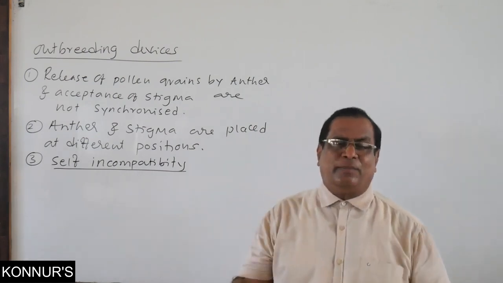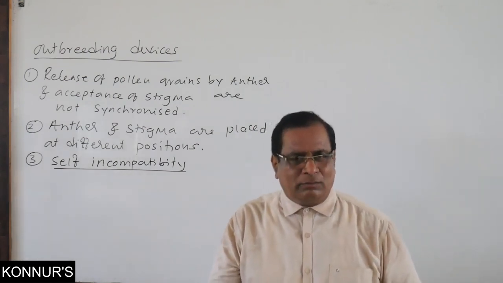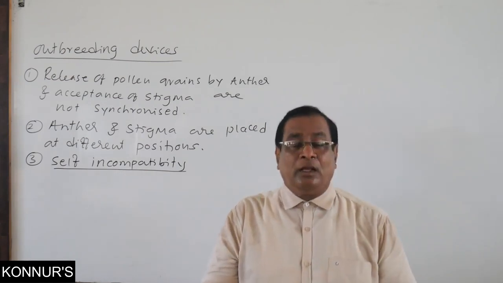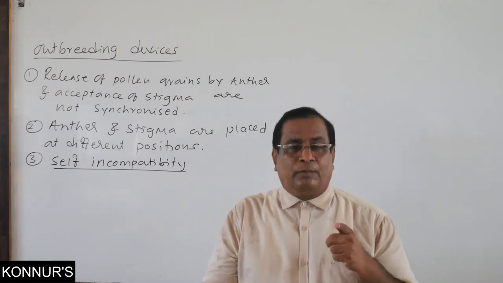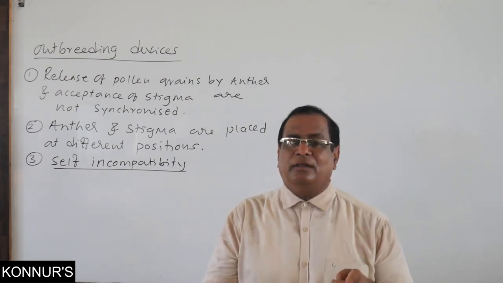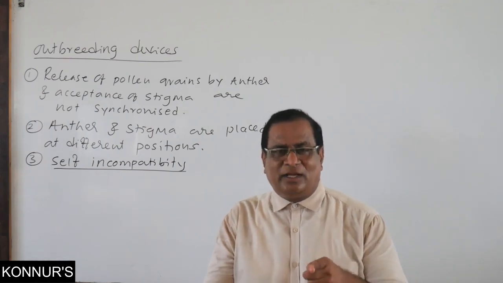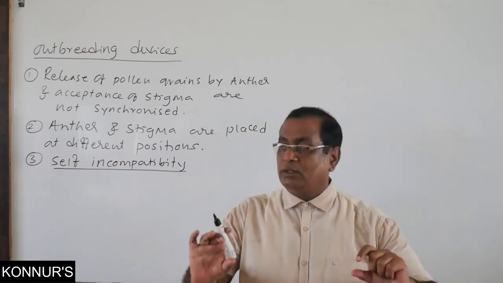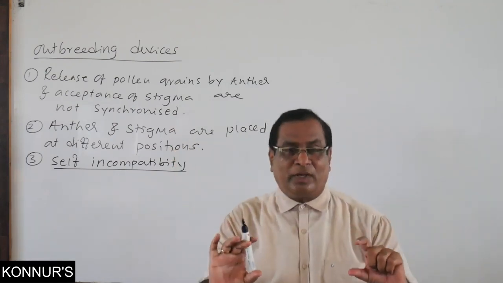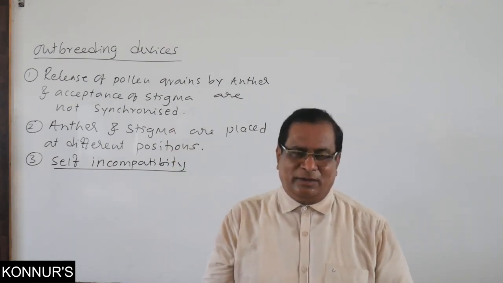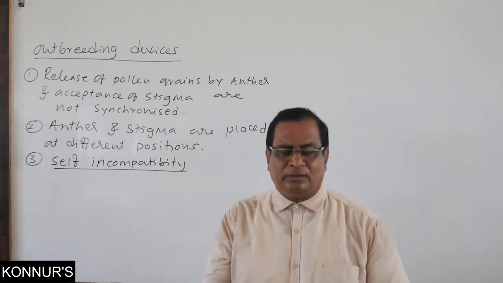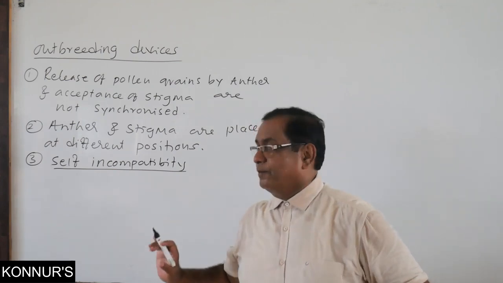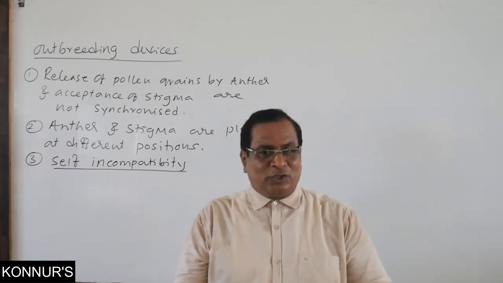Self-incompatibility: in the case of bisexual flowers, even though anther and stigma are at the right position, and even the release of pollen grains from the anther is synchronized with the acceptance of pollen grains by the stigma, both factors are favorable, but when the pollen grains fall on the stigma, they are rejected. That is by self-incompatibility, and you should remember that.